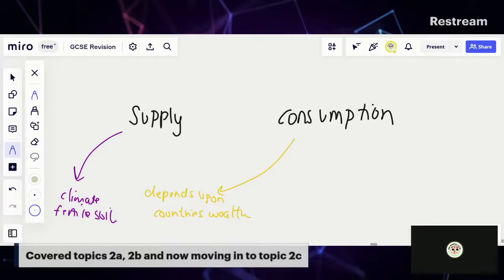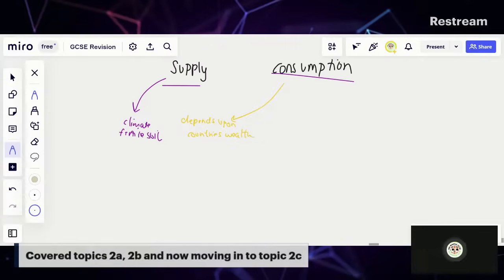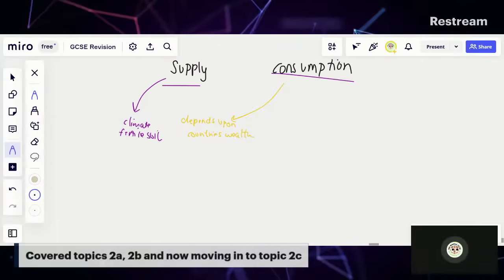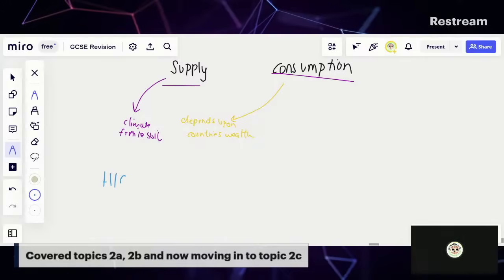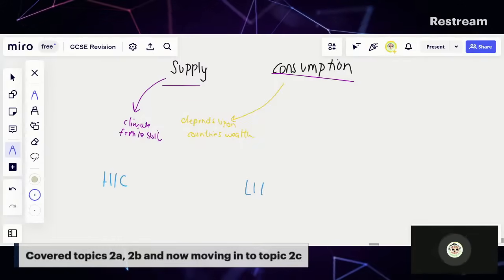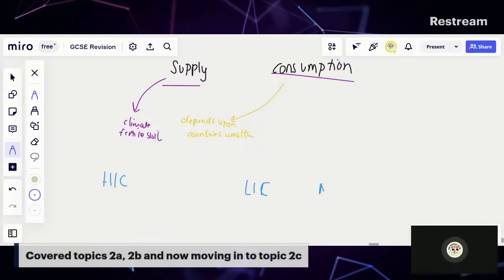Now, we need to look at supply and consumption in different ways. So, in high income countries, in low income countries, and in newly emerging economies.